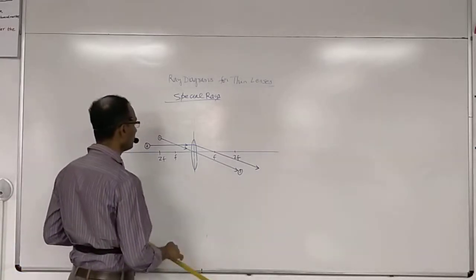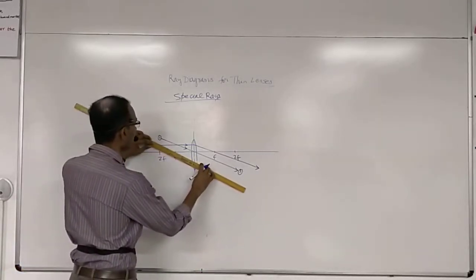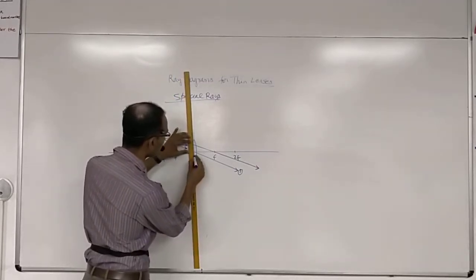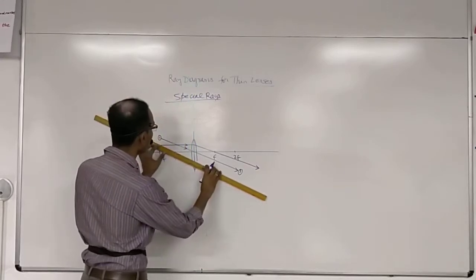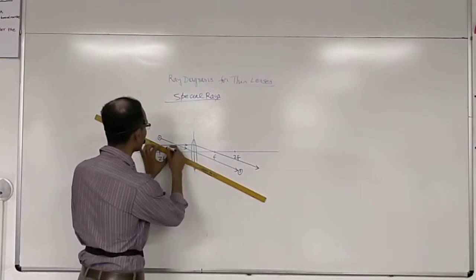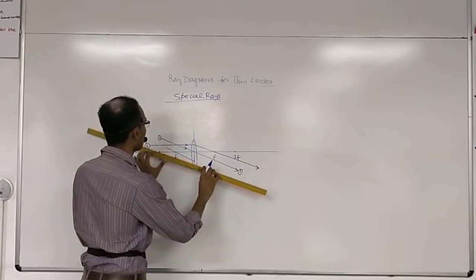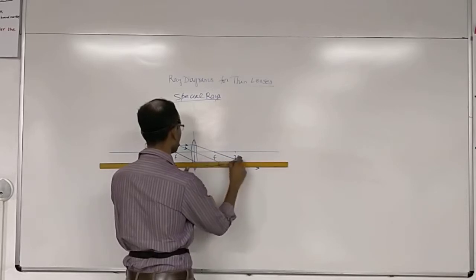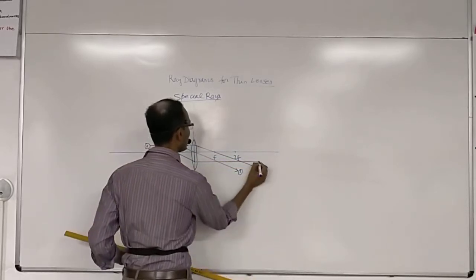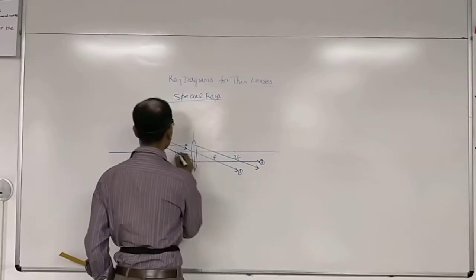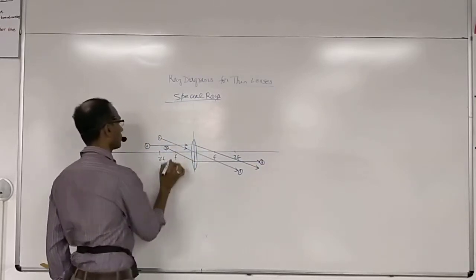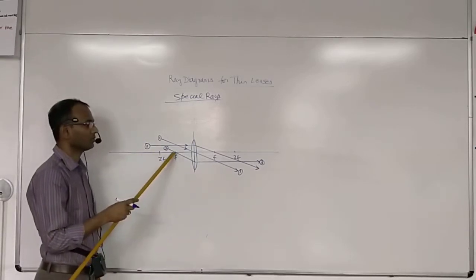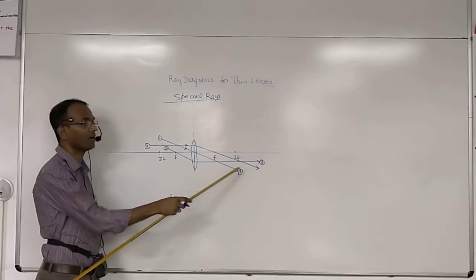Now the third special ray is, any ray which passes through the first principal focus, what will it do? It will come out parallel to the principal axis. This is the third special ray. Any incident ray which passes through the first principal focus will come out parallel to the principal axis.